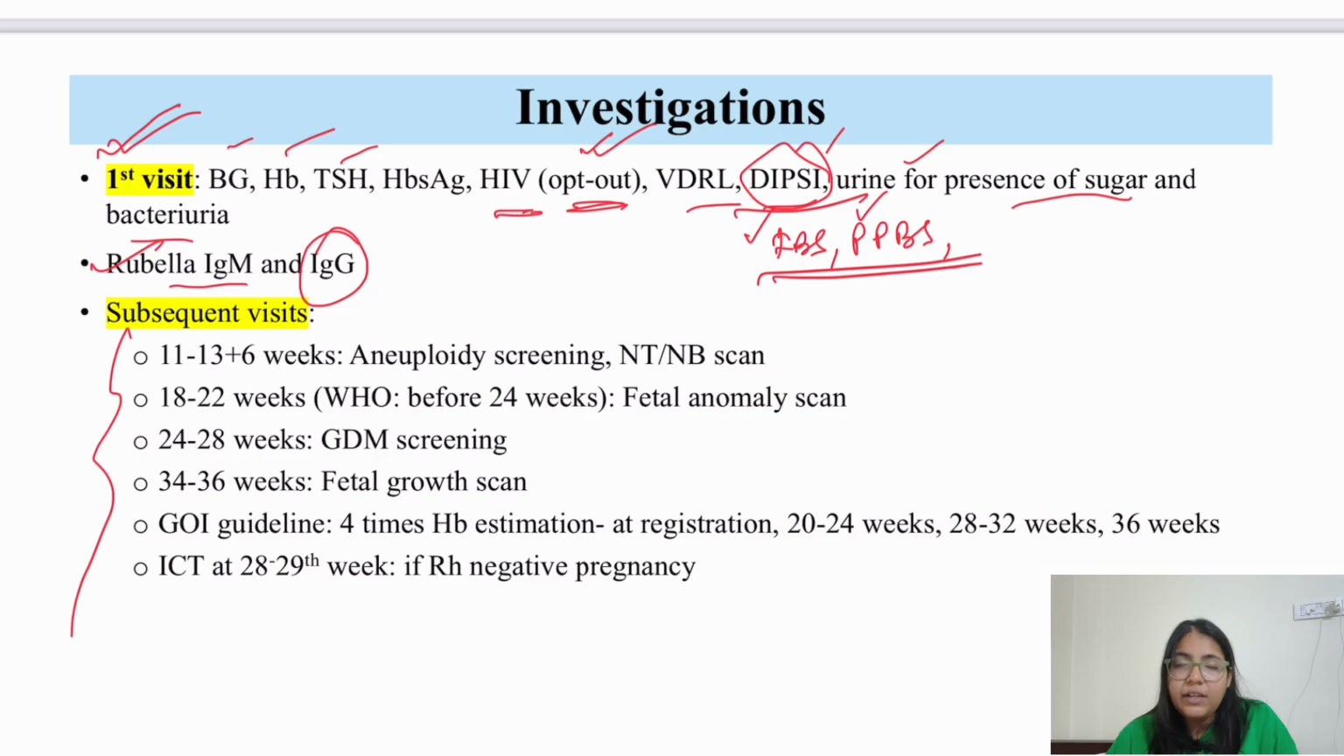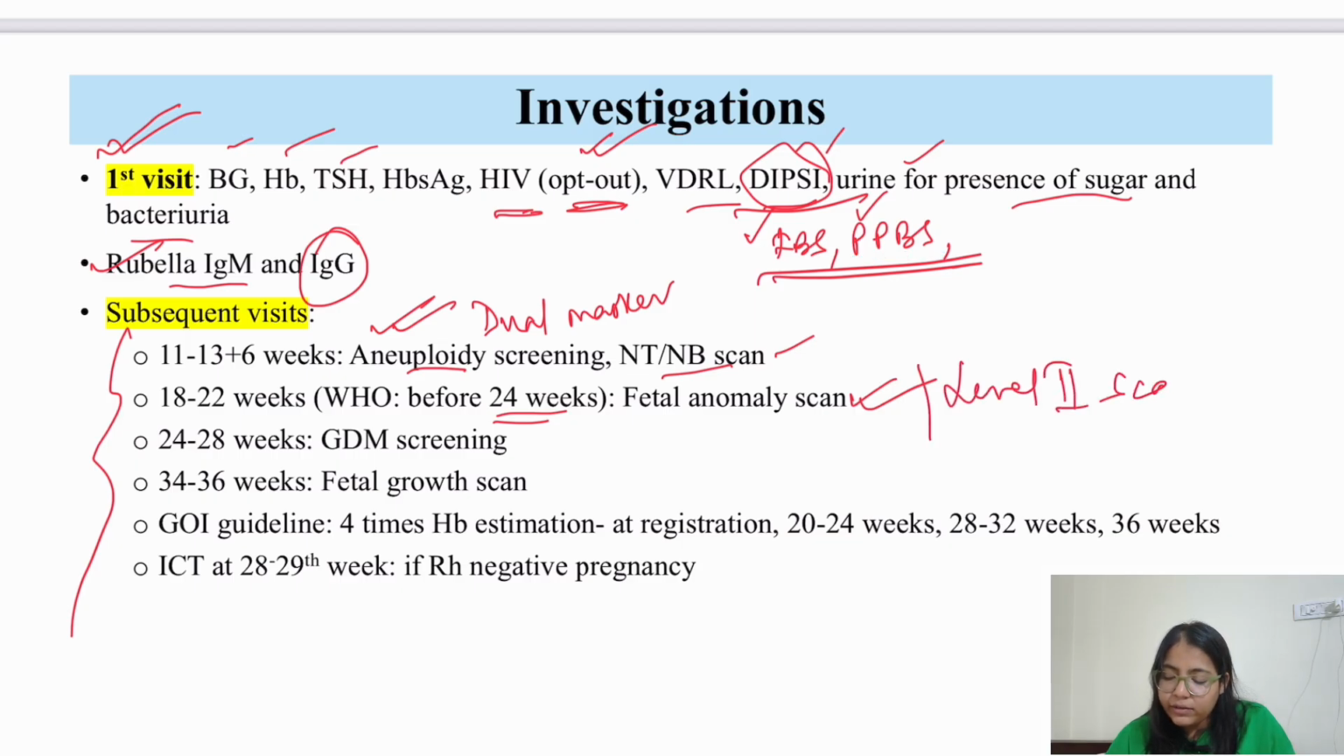So between 11 to 13 weeks plus 6 days, we need to advise the patient aneuploidy screening, which is also known as dual marker and NT-NB scan. Between 18 to 22 weeks, and by WHO up till 24 weeks, we advise the patient a fetal anomaly scan, also known as level 2 scan. Then between 24 to 28 weeks, we advise GDM screening by oral glucose tolerance test, OGTT. Between 34 to 36 weeks, we tell the patient to do one growth scan.